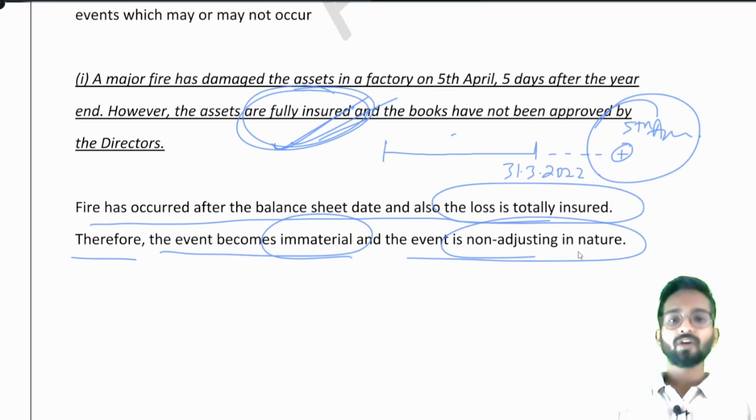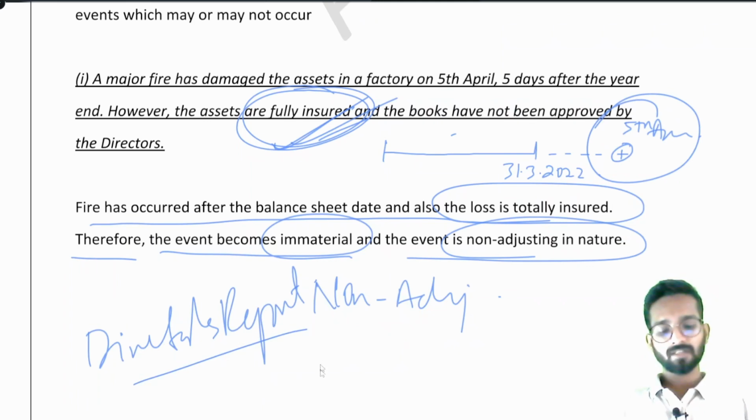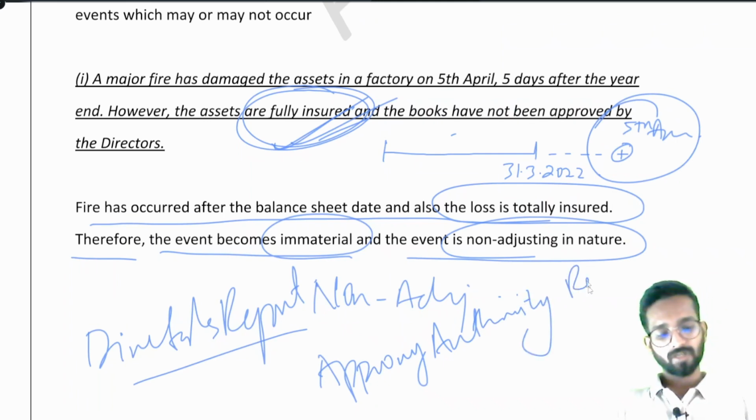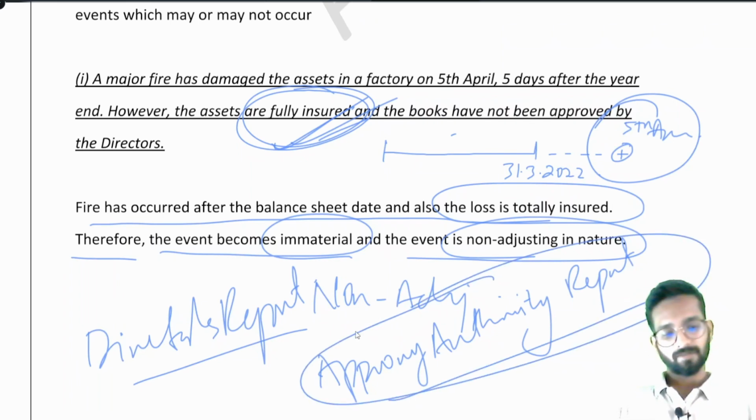So sir, will we not tell our shareholders that there was fire? We will tell. See, this is a non-adjusting event, and a non-adjusting event you will disclose in the director's report. You can also write in the approving authority's report, but in the majority of questions you can say directors are the approving authority. So approving authority report can also be used. Any of the terms can be used. Okay, using approving authority report will be better.